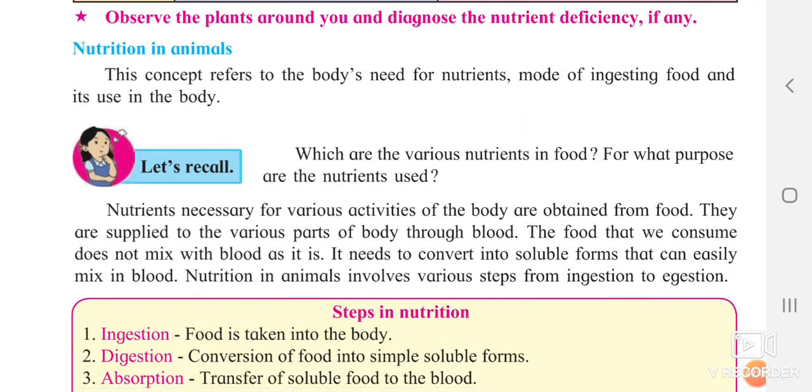Now we have seen the nutrition in plants. Now we are going to see the nutrition in animals. One thing you should remember, which are the various nutrients in food. The various nutrients such as carbohydrates, fats, vitamins, proteins, minerals, these all are necessary and important nutrients. And what are they useful for? Yes, they are useful for giving us energy, for protecting us from diseases. They also look after the wear and tear of our body, the dead cells and tissues.